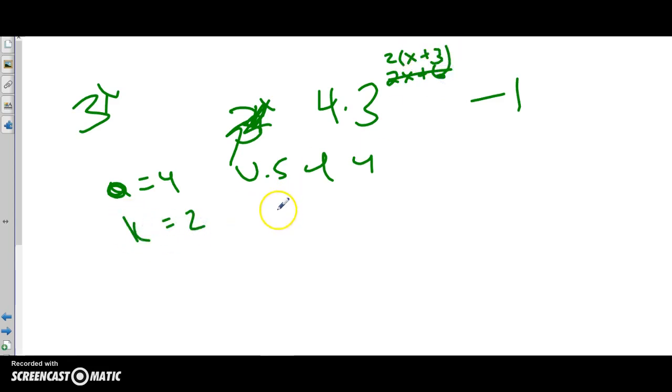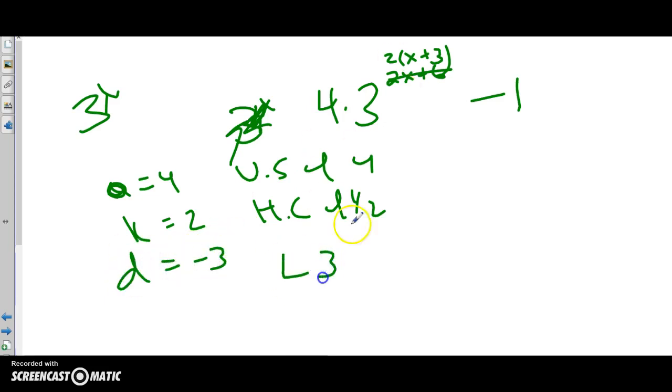Remember that a k of 2 is, since it's horizontal, a horizontal compression of 1/2. And again, I've said this a bunch of times, try to get this down pat, what happens with a, k, d, and c, because it does come up a couple more times before you're done your high school career. D is then going to be minus 3, change that sign, which means left 3. And then this minus 1 is my c, which means down 1.